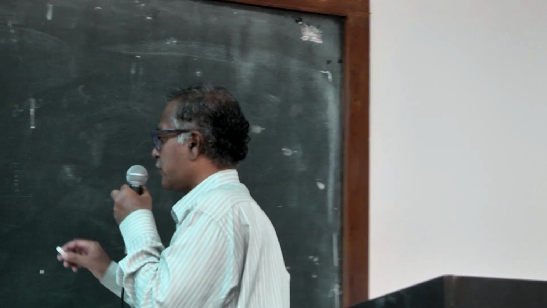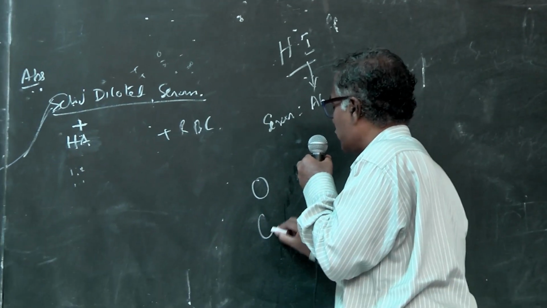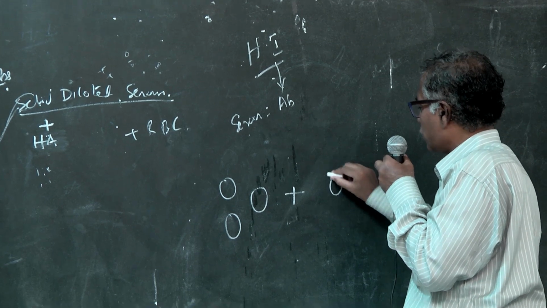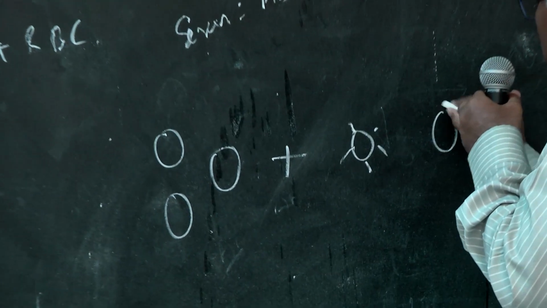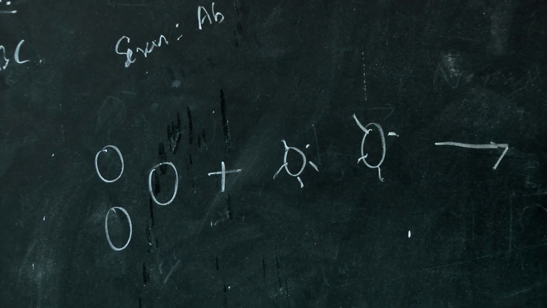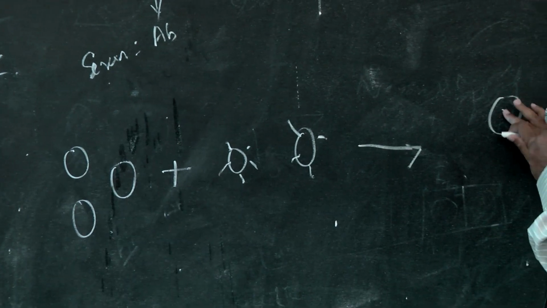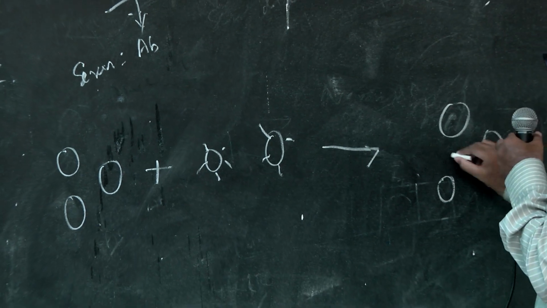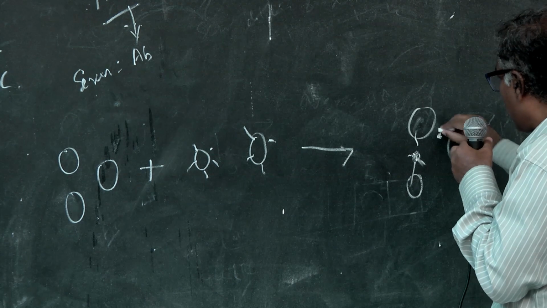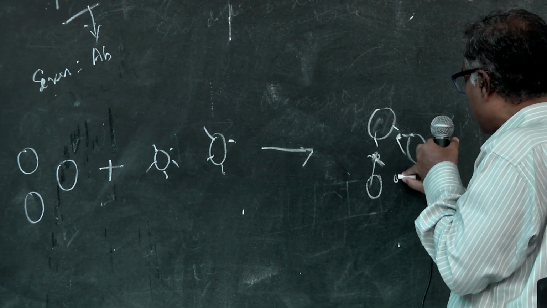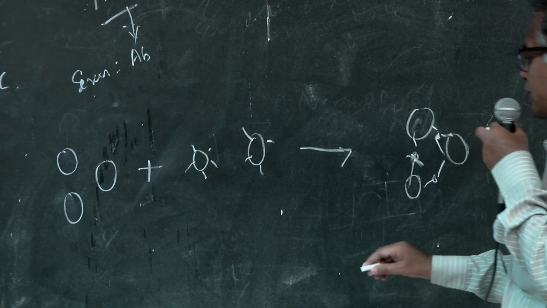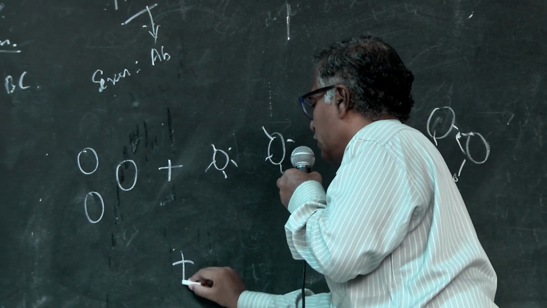For example, I will demonstrate here. This is the RBC, this is the RBC, this is the RBC, and if it is mixed with the hemagglutinin antigens, what happens? The same thing, RBC, RBC, RBC. Here a lattice is formed.